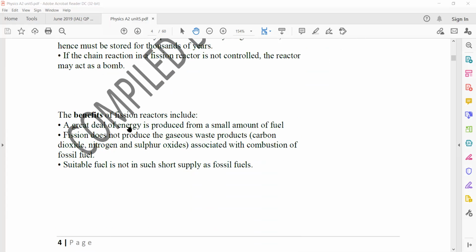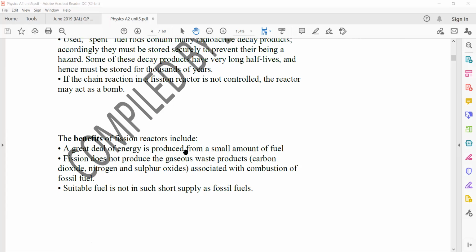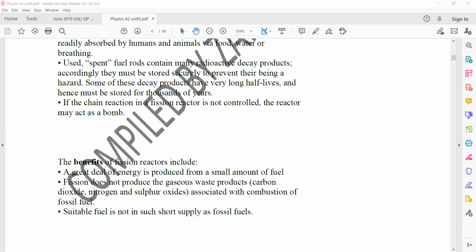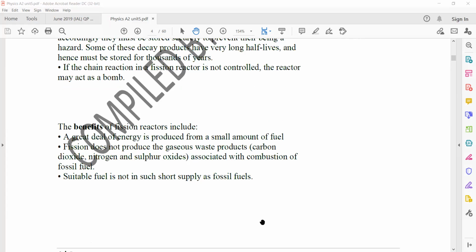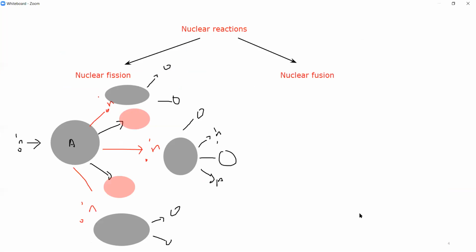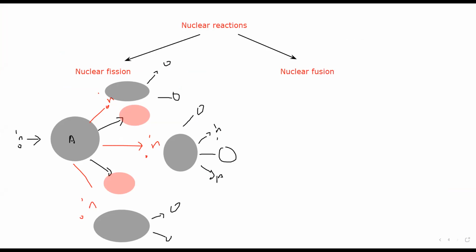What are the benefits of this? A great deal of energy is produced from a small amount of fuel, and fission does not produce any gaseous waste, so global warming is not an issue because of this. Suitable fuel is also not in short supply as fossil fuel is. For example, you can have nuclear fuel for a longer period of time as compared to fossil fuel.